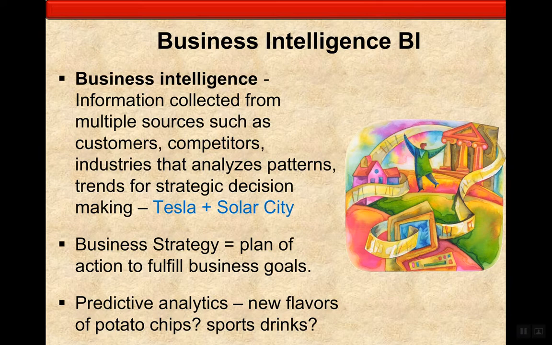So information doesn't set the strategy, but it helps. Basically, you need it in order to achieve the objectives you have set out in the strategy. Right. Let's use an example here. We call it predictive analytics. The idea is not just simply taking the data and figuring out what we did, but taking that information and pushing it forward and being able to say, okay, based upon where we're at, what's the probability that if we introduce a new flavor of potato chip or a new type of sports drink, it would be successful.